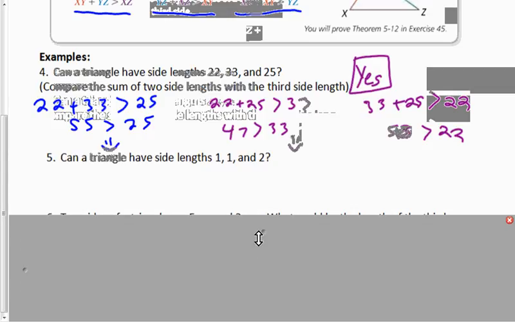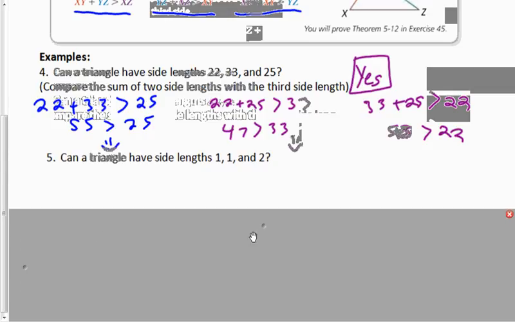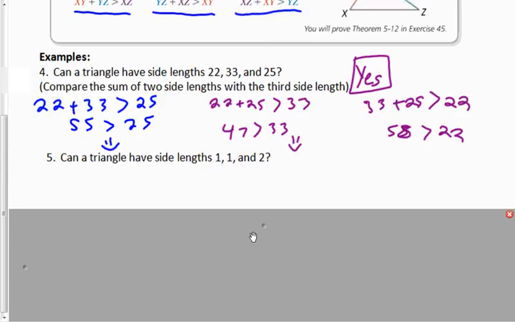All right, can a triangle have sides 1, 1, and 2? Well, I'm going to find one counterexample right away that I can think of. 1 plus 1, is that greater than 2? No, because 2 is not greater than 2.